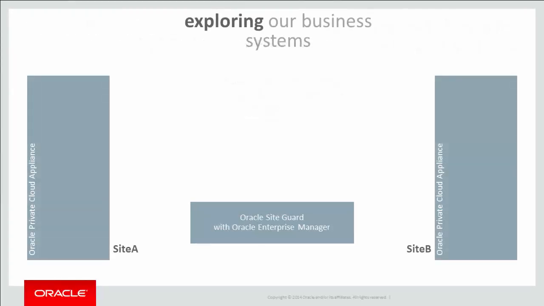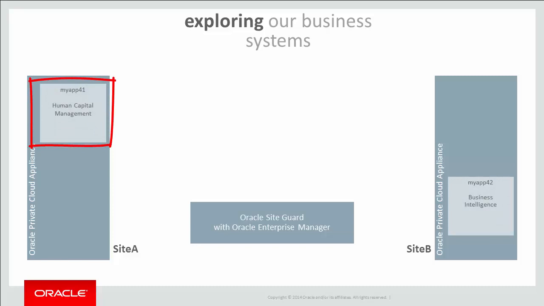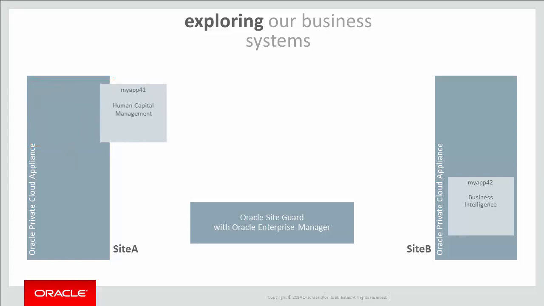Now, let's quickly explore the way our generic business system is deployed before we see Oracle SiteGuard in action. There's a single business system actively running at each site, and both are being protected by Oracle SiteGuard. We're going to show a switchover from Site A to Site B using a business system called MyApp 41, while the other business system, MyApp 42, will remain running.